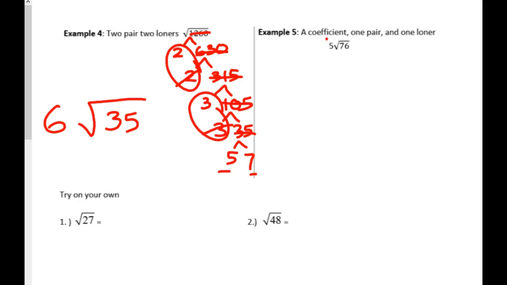So that's called a coefficient, right? That means it's kind of like a pair already went out, but we still need to get more pairs out, okay? So here's my suggestion. If there's already a number outside, a lot of people forget about it. I don't want you to forget about the number outside. So circle it. Think about, hey, this is a pair that's already outside. 5's already out. And now I'm going to start breaking this 76 down.